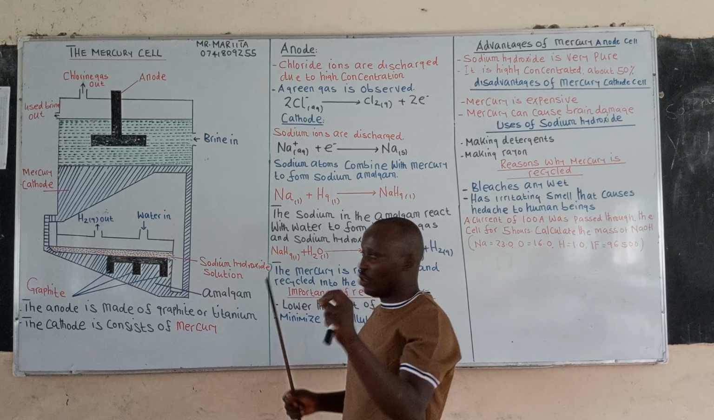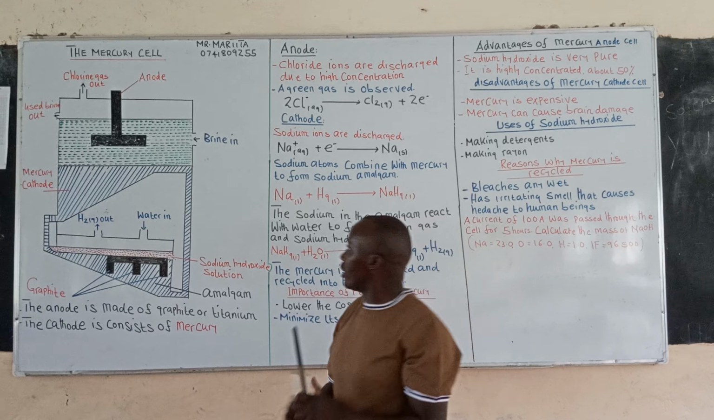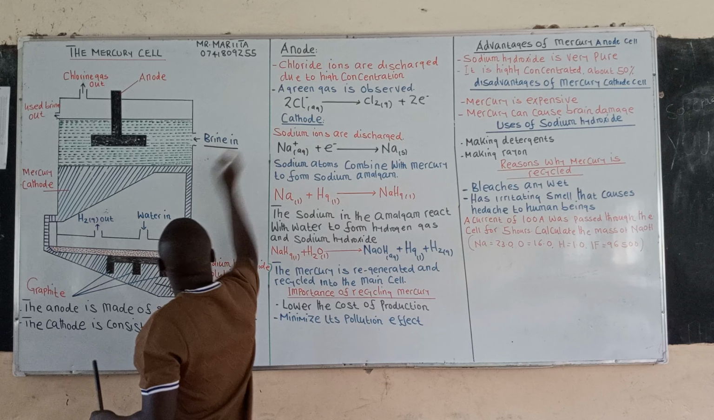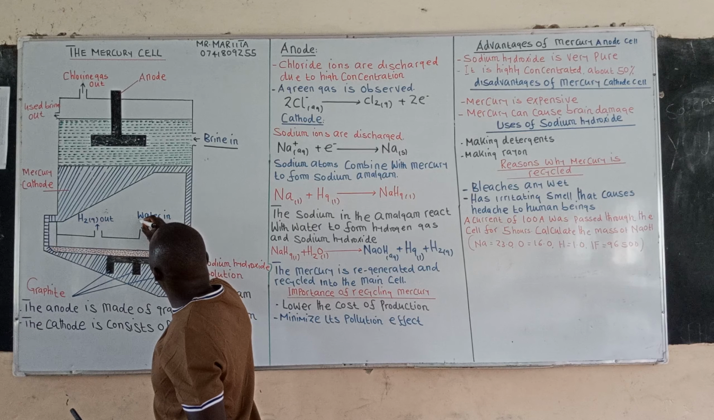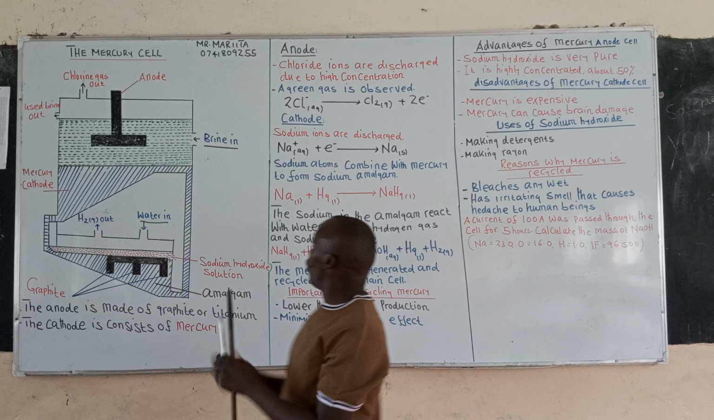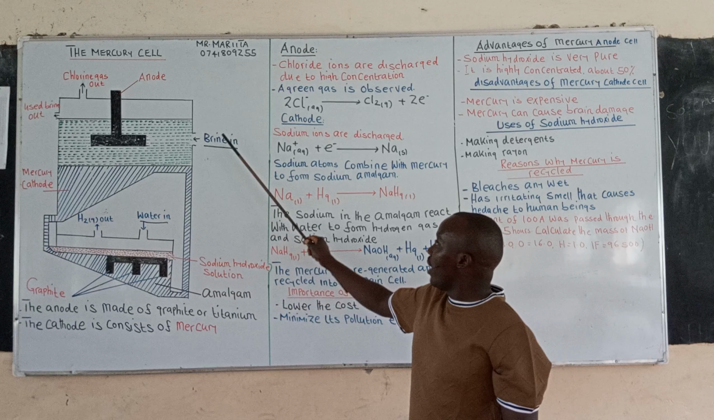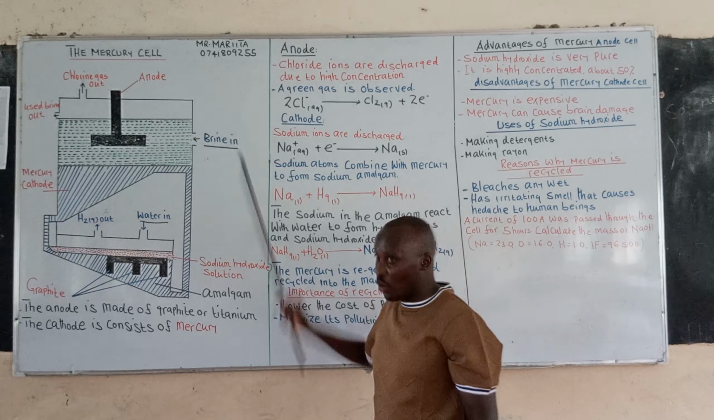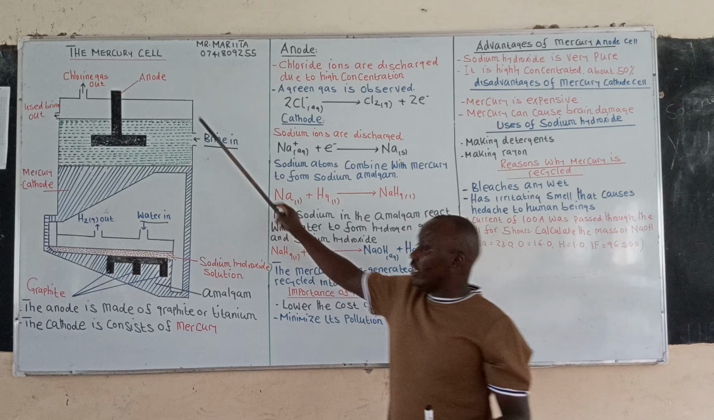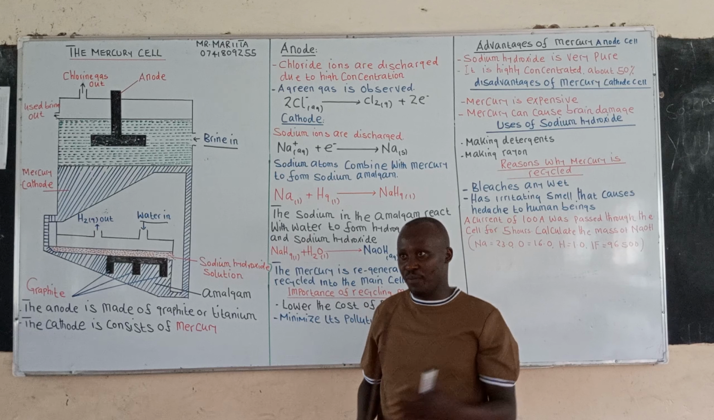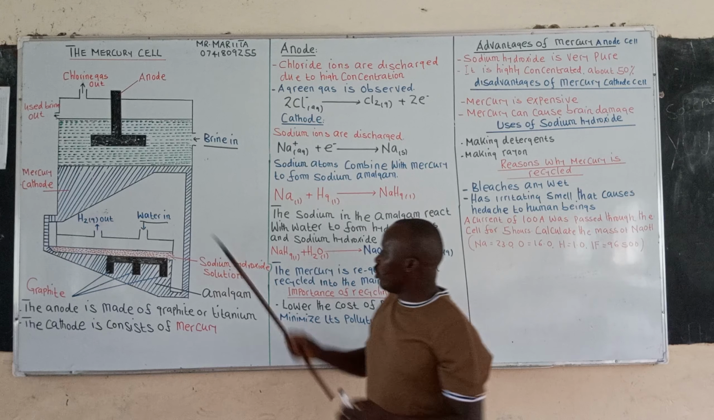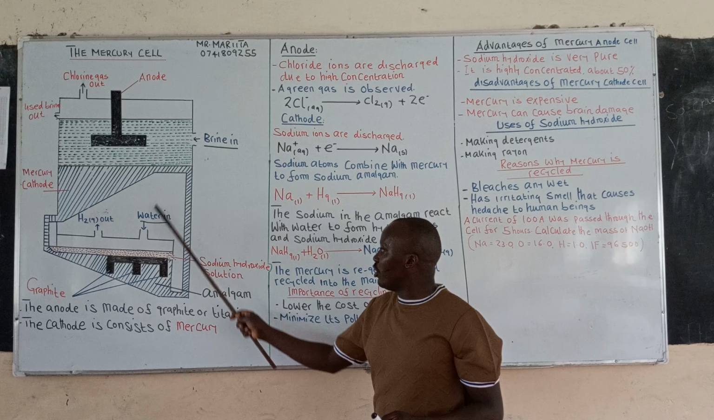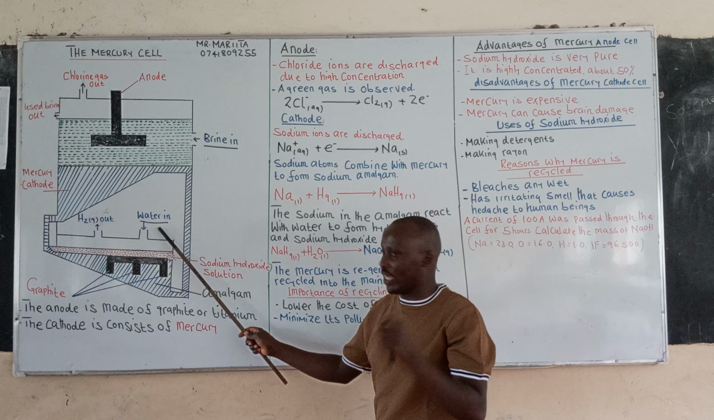We have brine as a raw material, and then we have water as a raw material. We introduce in this brine, that is saturated sodium chloride, and then water is also introduced in. Look at this diagram very well, because in an exam situation, you will be told to name the raw material introduced here. So the raw material introduced in here is water.